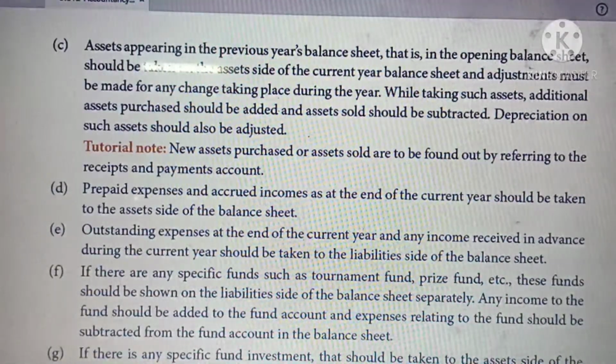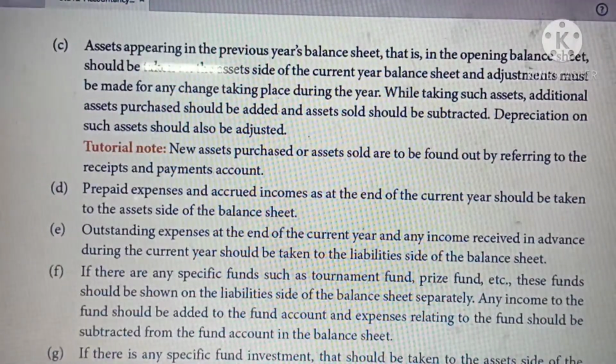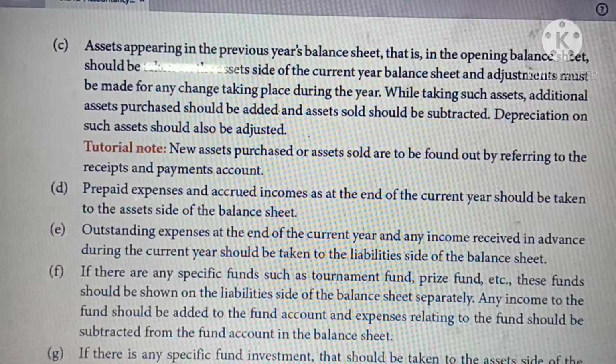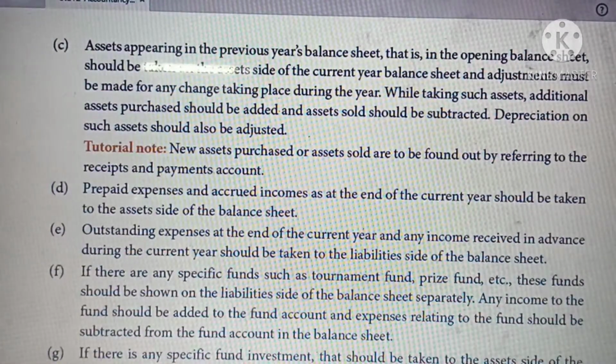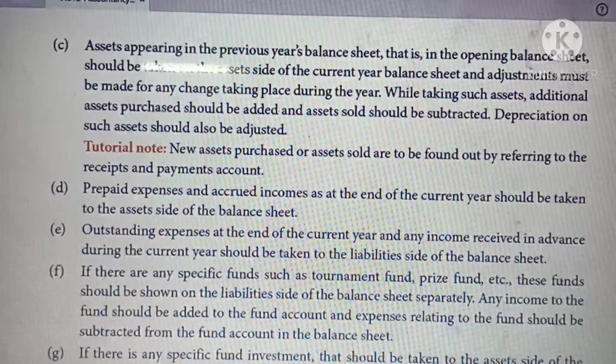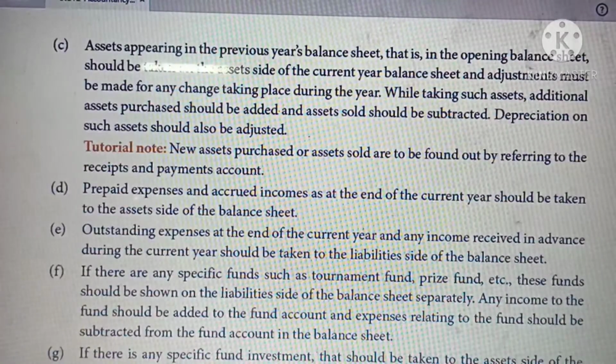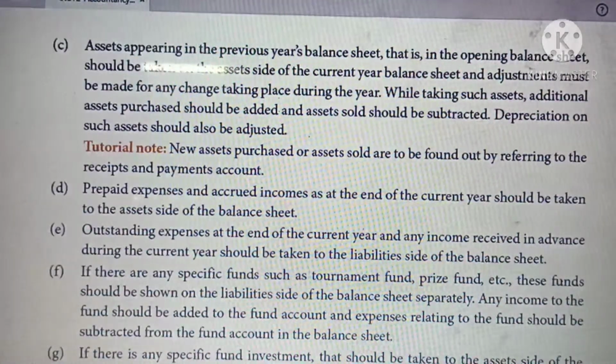Then, if there is any specific fund such as tournament fund, prize fund, etc., these funds should be shown on the liability side of the balance sheet separately. So in the balance sheet you must show the specific funds, tournament fund, prize fund, etc., separately on the liability side.